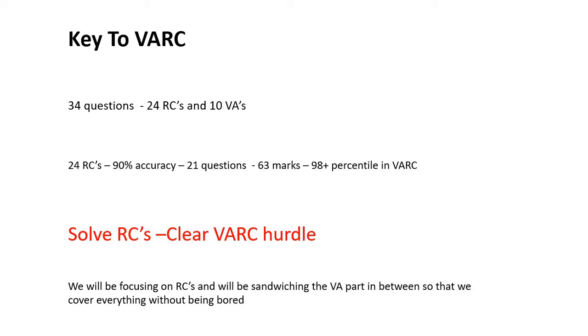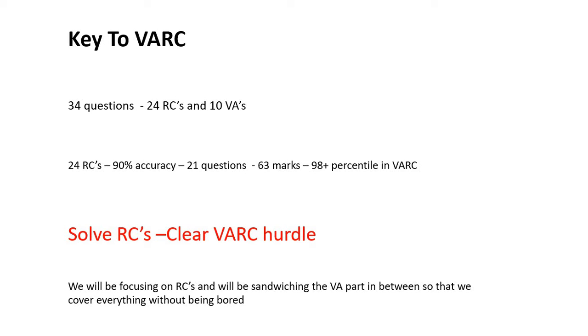A further breakup shows that the 24 RCs were in the form of 3 passages of 6 questions each and 2 of 3 questions each in 2016 and 17, and 4 passages of 5 questions each and 1 passage of 4 questions in 2018. A look at the VA section's breakup reveals that the 10 questions are divided as 4 para jumbles, 3 para closures and 3 odd one outs.